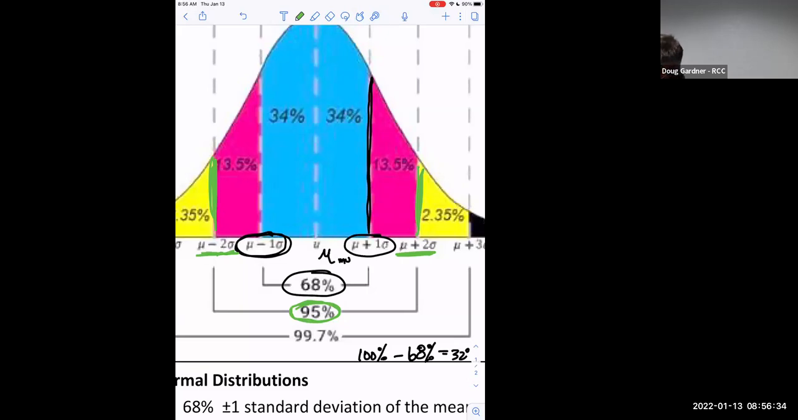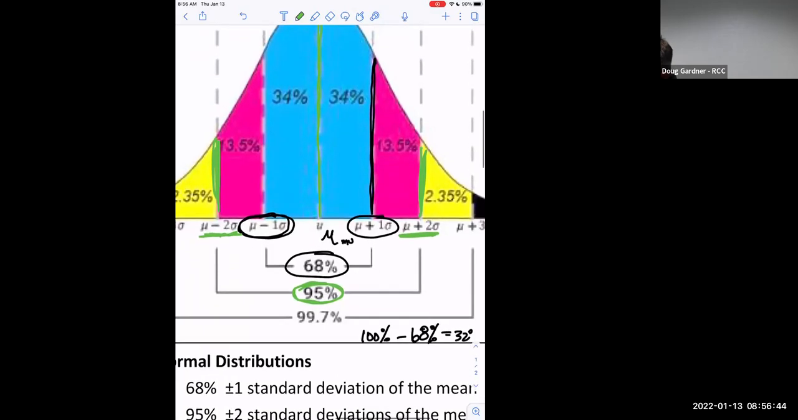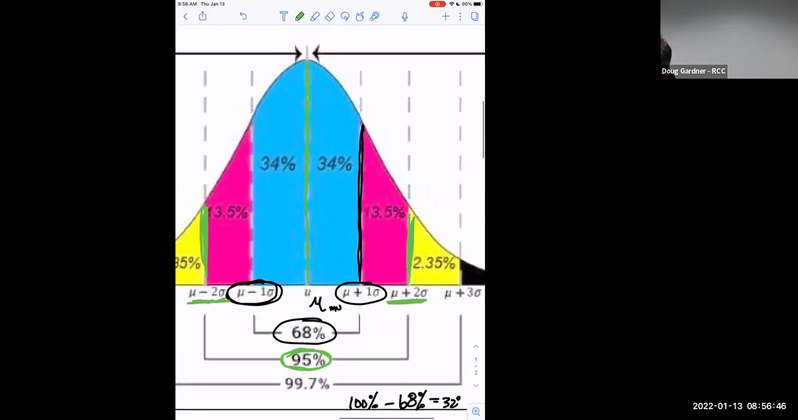Now, what's kind of cool about this though is notice I broke it down. Does it make sense? And so you're going to need this sheet for lots of things, but if you go right down the center of this, if 68% is within one standard deviation, if you cut that in half, does it make sense? Half of 68 is 34%.